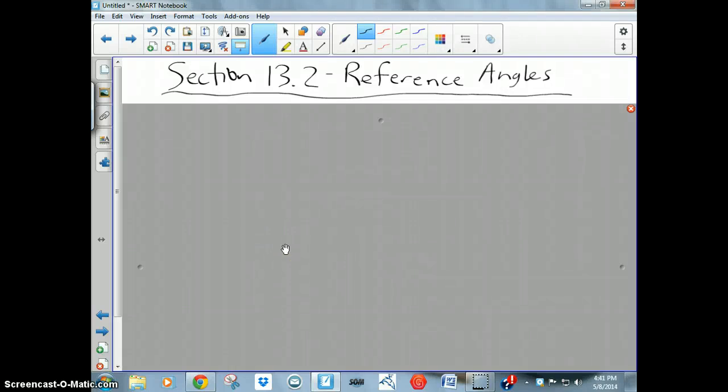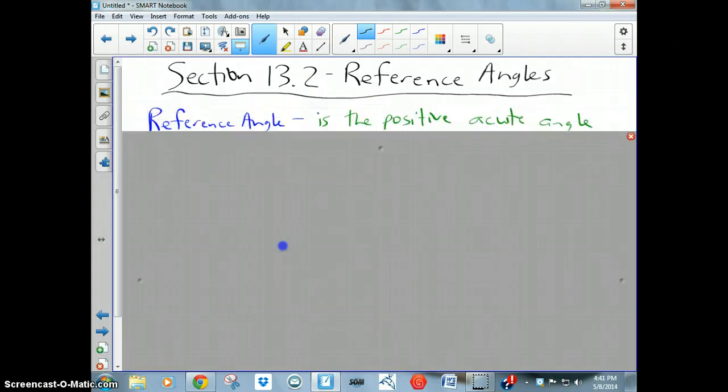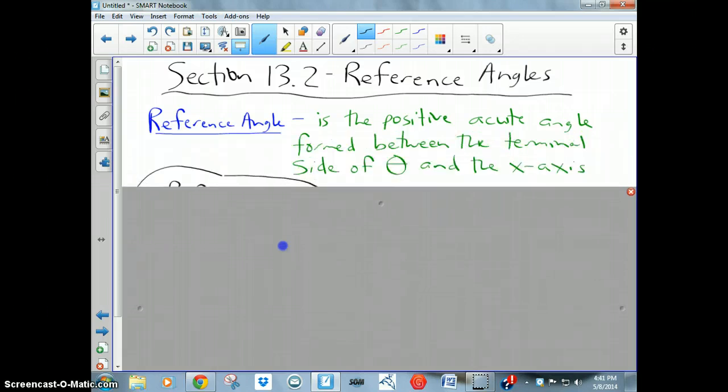The second half of section 13.2 deals with reference angles. And reference angles are going to be extremely important for our evaluations of our trig functions. Now, what is a reference angle? Some very important words I want you to underline.